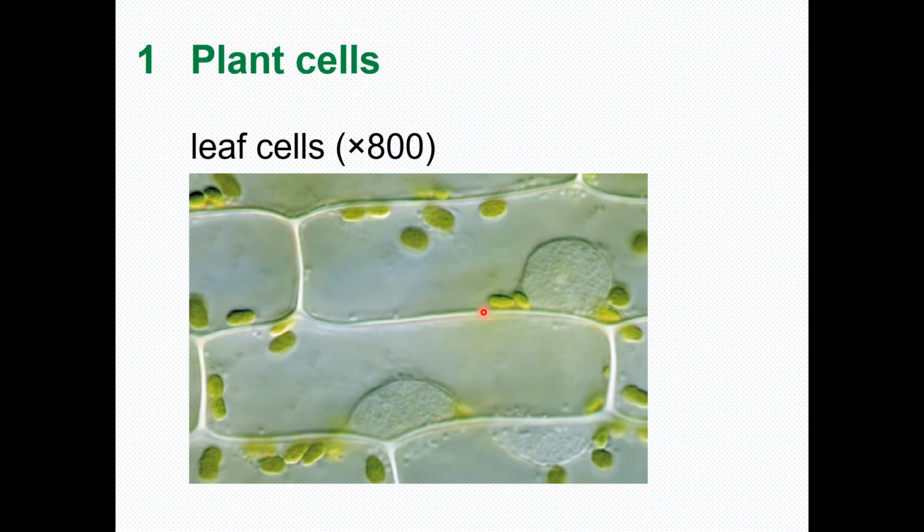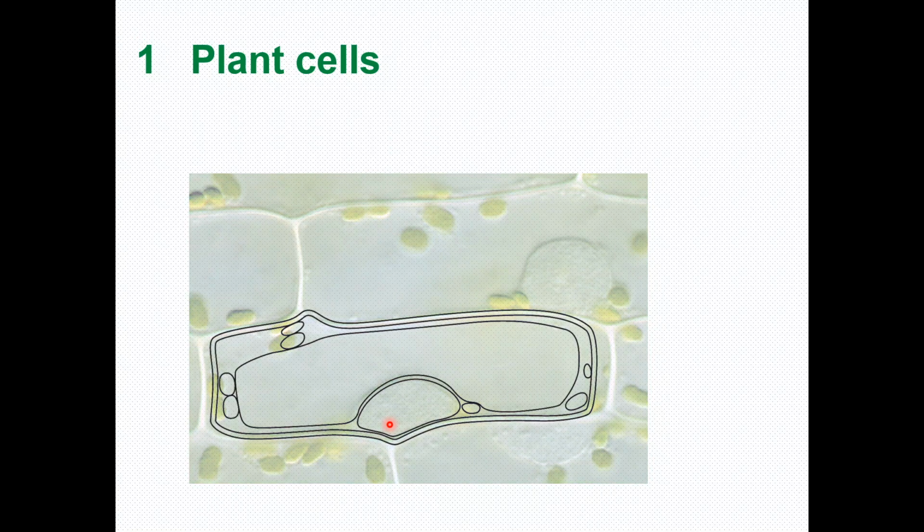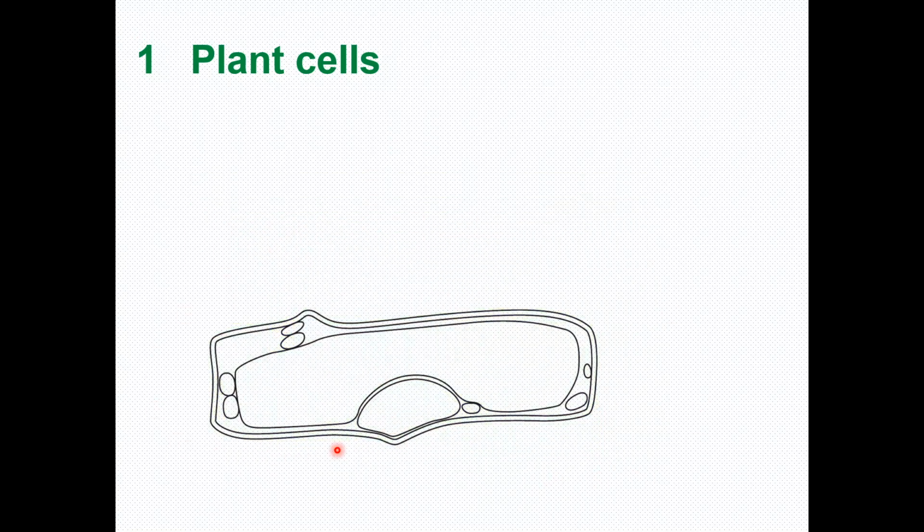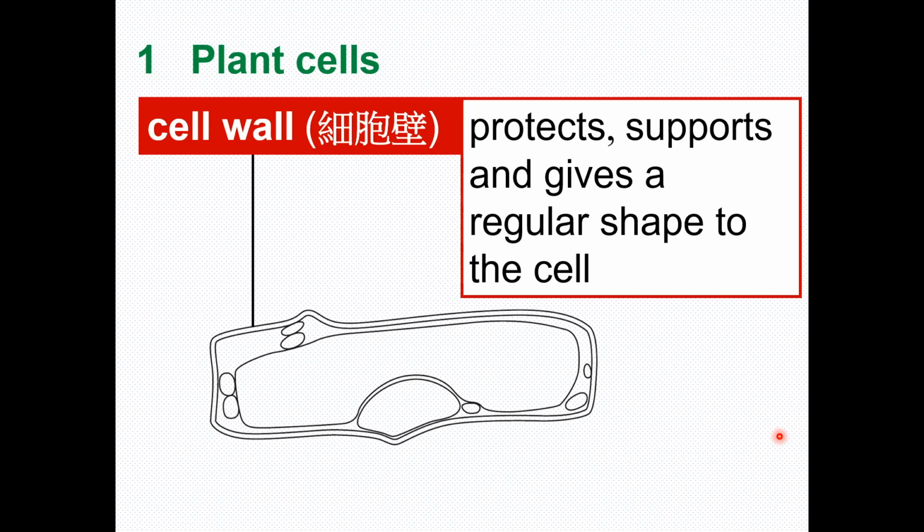If you take a look at these leaf cells by microscope, you will see a picture like this, which is magnified already. What are these? The green one, and what are these transparent ones? And what are these circles? Today we are talking about what they are. If you draw like this, it's a smooth line. You will find the outermost line and shape, we call a cell wall.